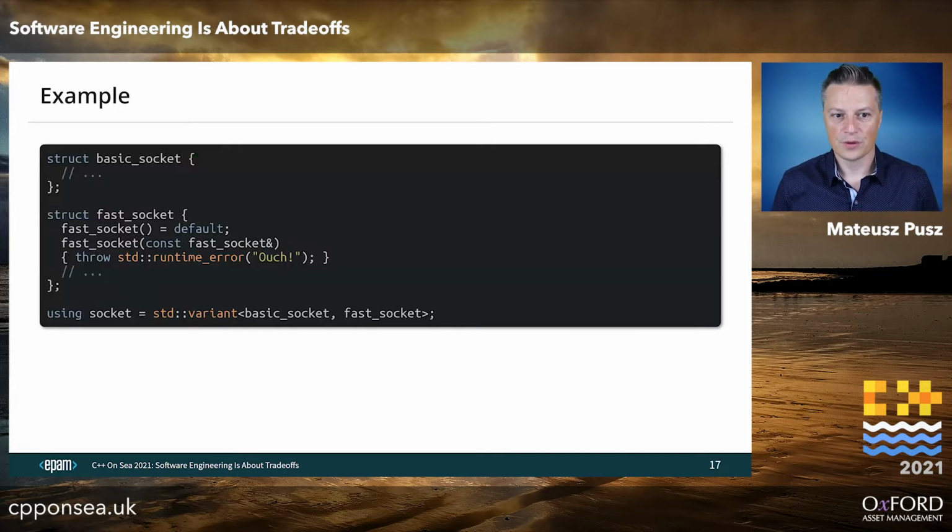For example, we have a basic socket and a fast socket. Fast socket sometimes, during copy construction for example, can throw because something bad happened. I don't know, drivers are not installed, let's say for a kernel bypass driver or whatever. And we have a variant. Our socket will be a variant of basic socket and fast socket.